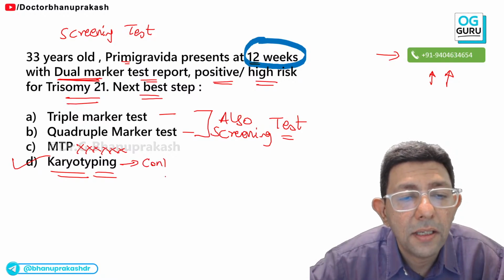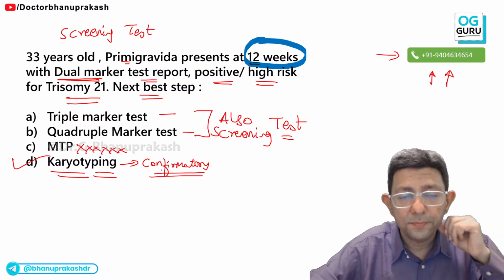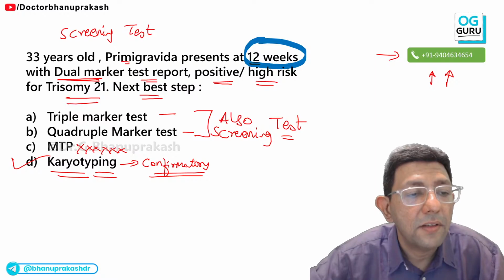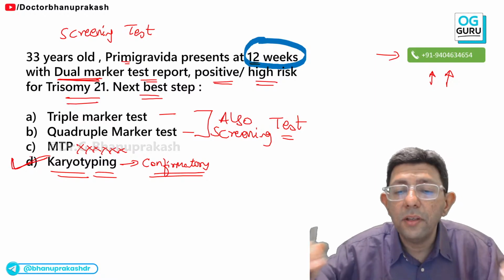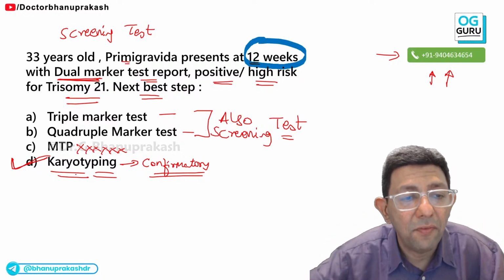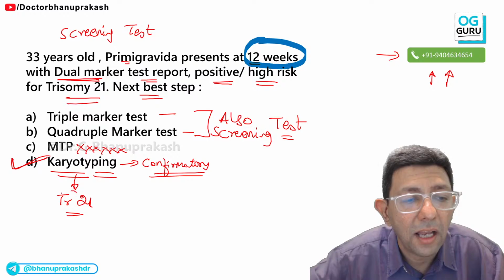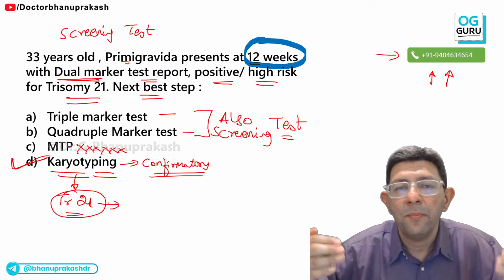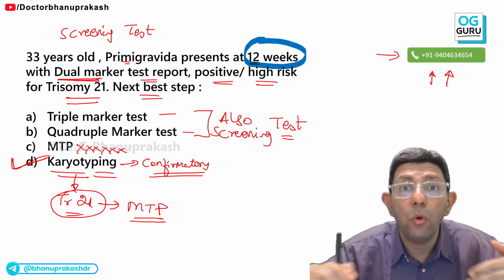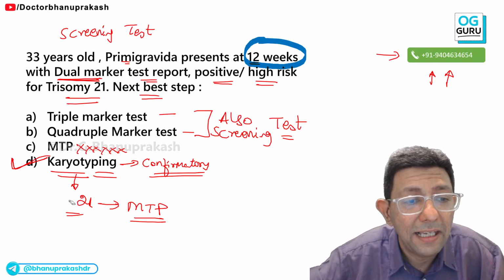Karyotyping is always the confirmatory test, and therefore when the screening test is abnormal, I have to do the confirmatory test, which is the answer over here. And if the confirmatory test is also abnormal, if I confirm that the baby is having trisomy 21, then we cannot change the chromosome, so it is advisable to offer MTP to the patient. It is the patient's choice.